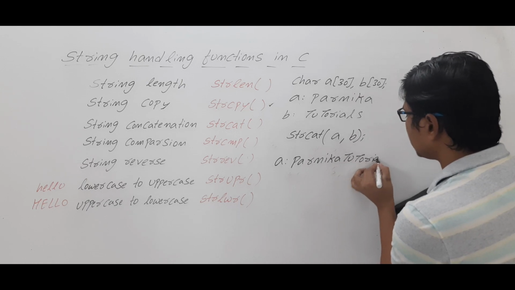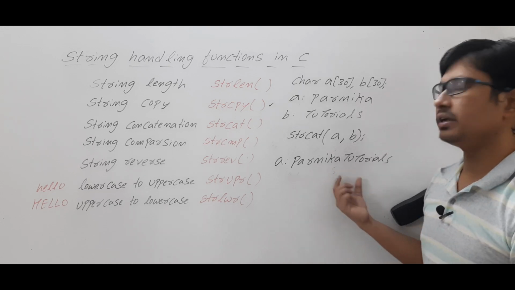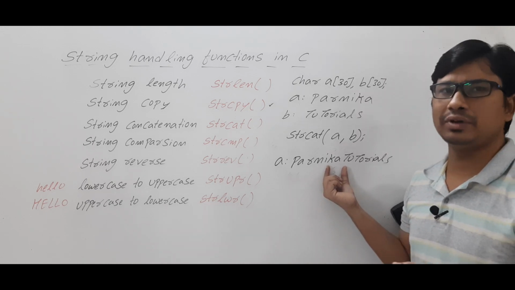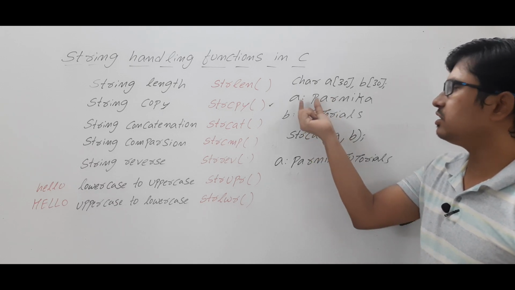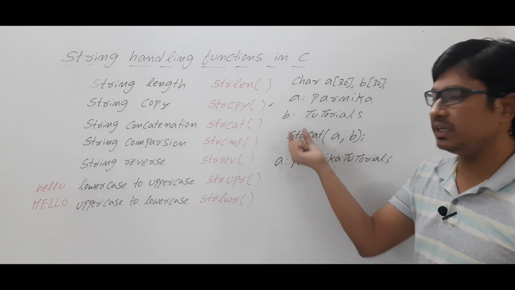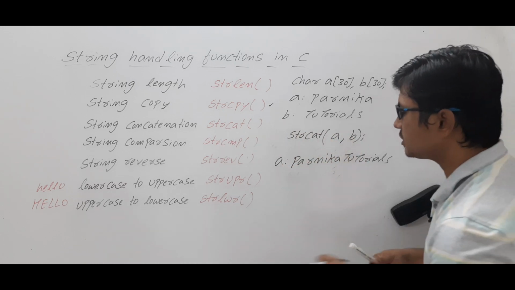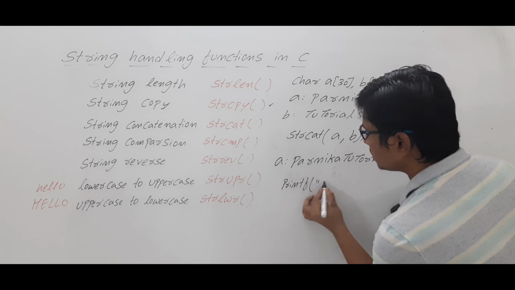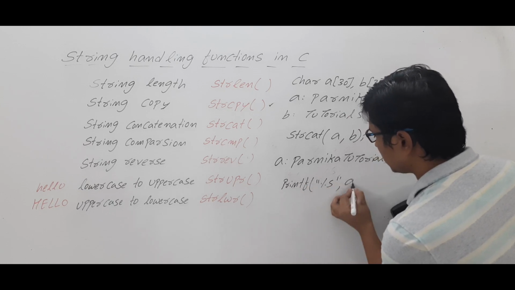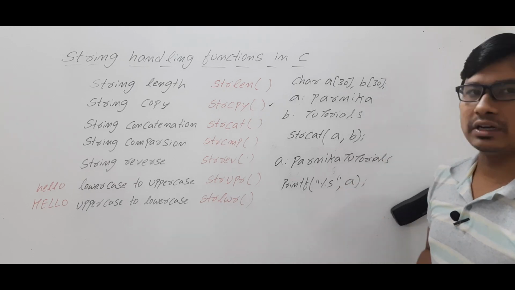And remember one thing, it will not include any space between Parnika and tutorials. If you want, you have to explicitly do it. So it will just combine the string which is there in the array A and array B, and the result string will be stored in the array A. Now if you display the string which is there in the array A using the printf function, you will get the output as Parnika tutorials. I hope you have understood.